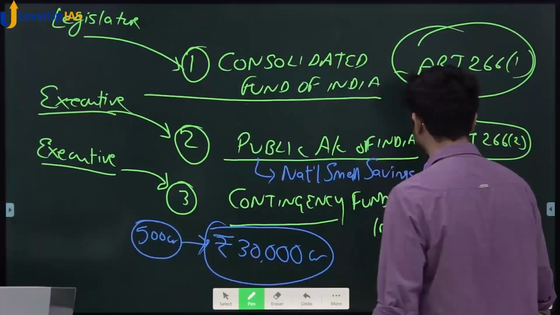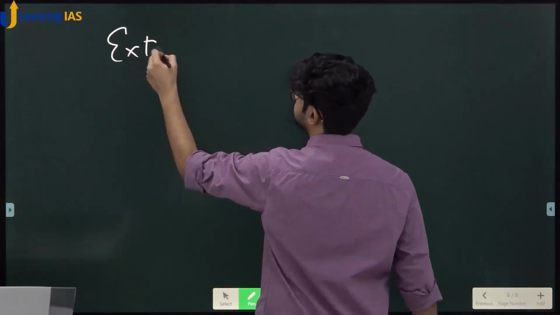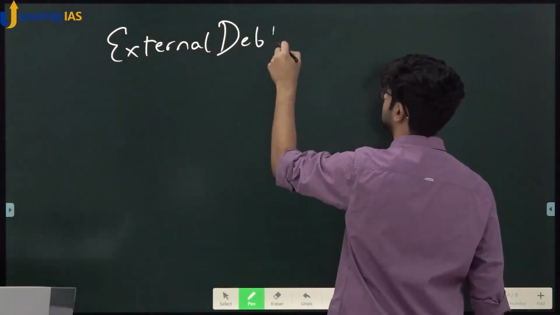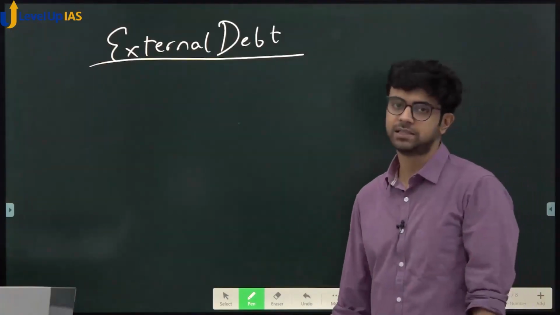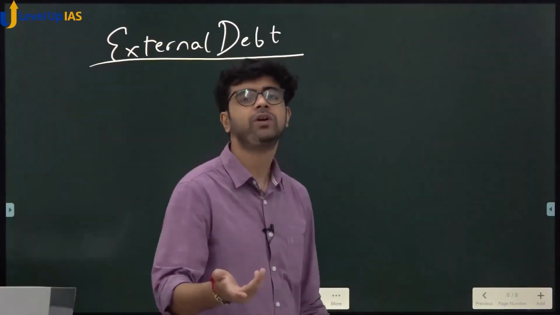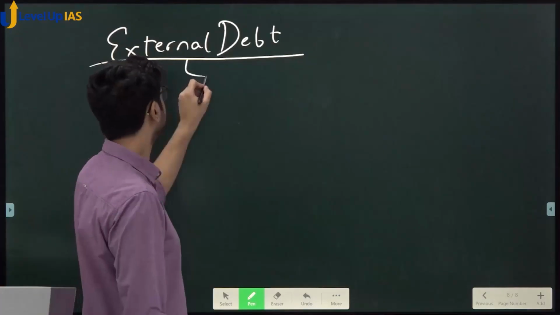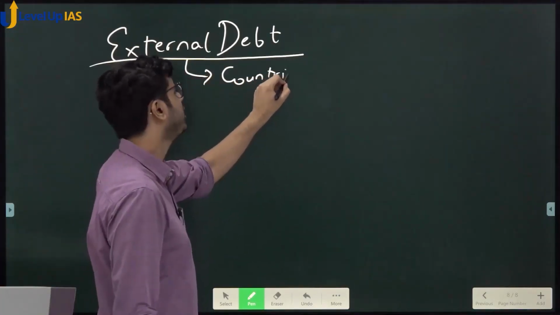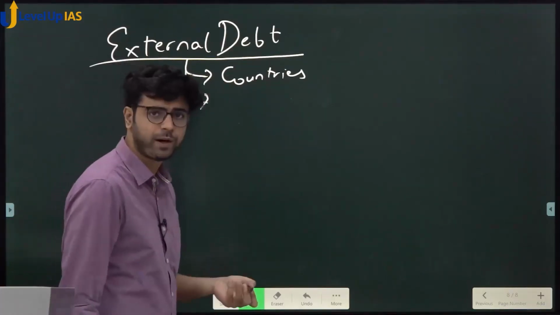Now what do you think is external debt? When we talk about external debt, what do you think is meant by external debt? Which means borrowed from outside India. Okay? Who will be the fund providers? Who will give us funds now? Other countries, which means other countries' banks. Other countries' individuals might also give.